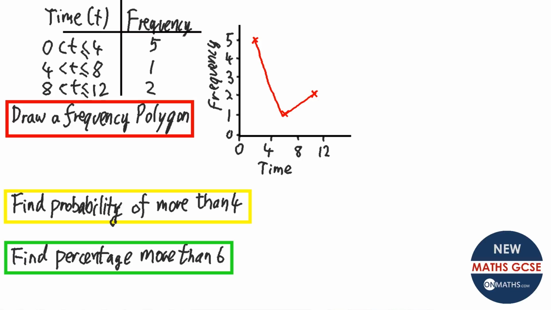Some people try and join up the last 2 remaining points. Don't. Just join them up from left to right. You will sometimes lose a mark for doing that.